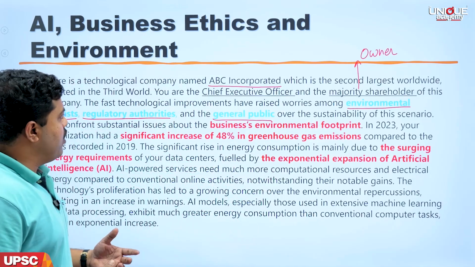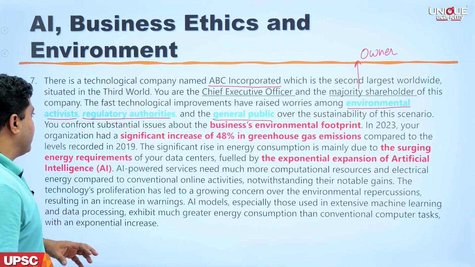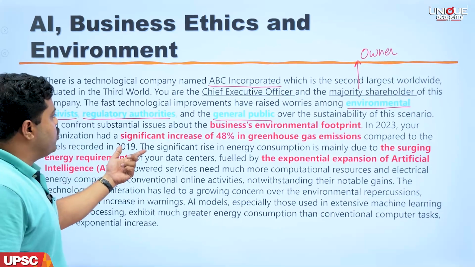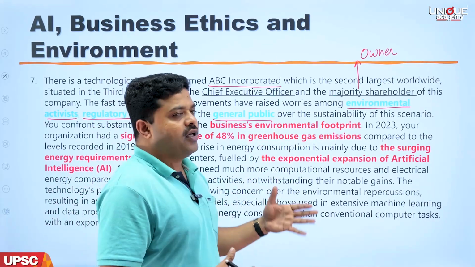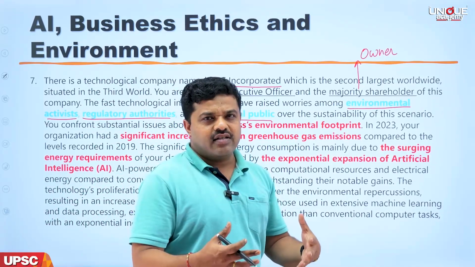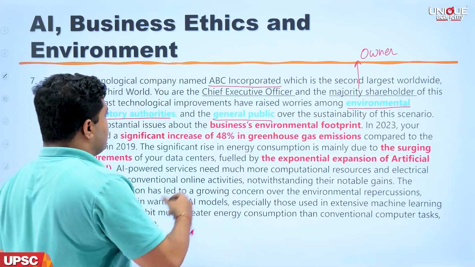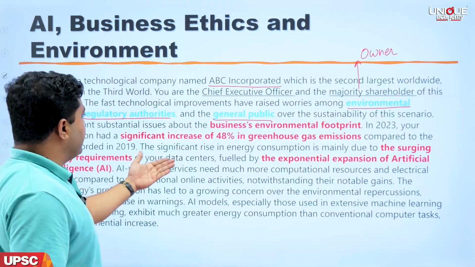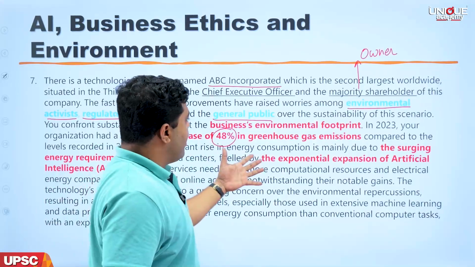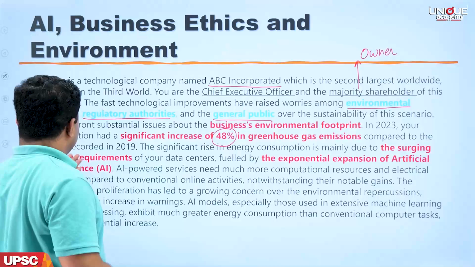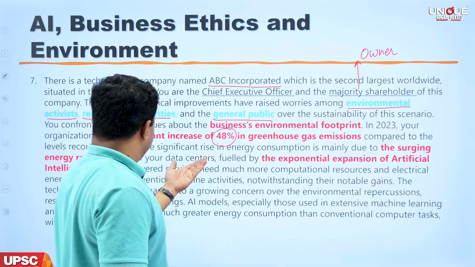And what are these concerns or worries about? Over the sustainability of this scenario. Now let's go to the specifics that are given. You confront substantial issues about the business's environmental footprint. So this is a concept. Environmental footprint means to what extent the activity of yours and your company is going to impact the environment. In 2023, your organization had a significant increase of 48%. This is the figure, a large increase of greenhouse gas emissions compared to levels recorded in 2019. So from 2019 to 2023, around 4 years, this increase has been noticed.